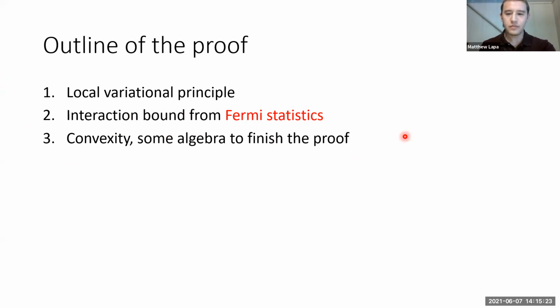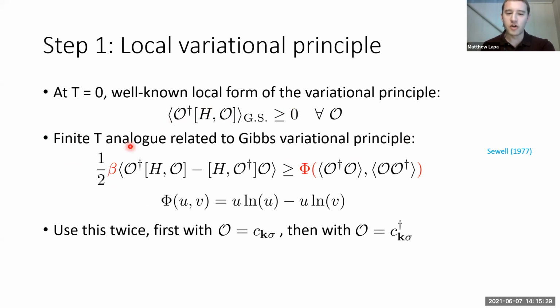So the first step is to use a local version of the variational principle. At zero temperature, there's a pretty well-known local version of the variational principle where if you take the true ground state and take the expectation value of some operator O dagger times the commutator of H with O, in the ground state this will always be positive. And the way you see this is you expand this out, and what it looks like is that you're taking a trial state that is O times the true ground state. And then by the variational principle, that trial state always has a higher energy than the true ground state. And so that's where this first line comes from.